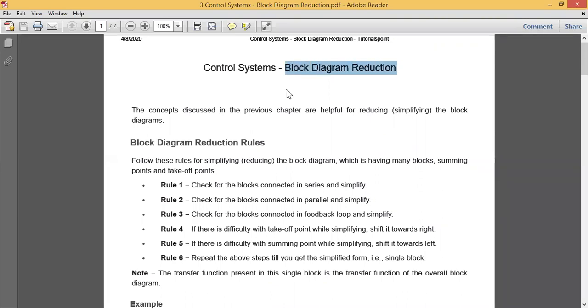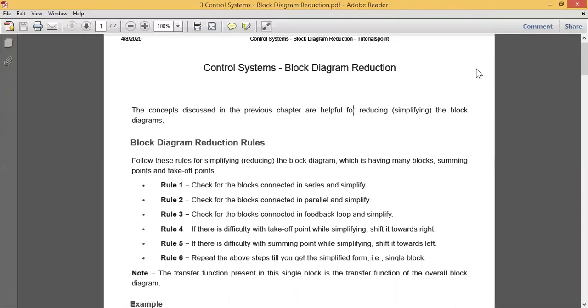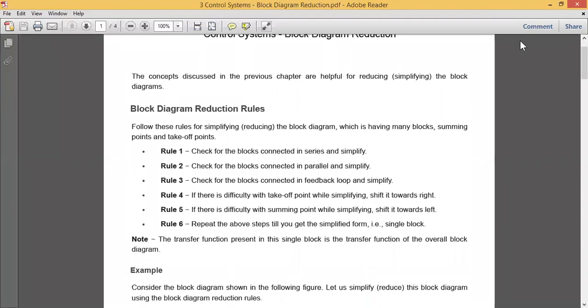Before we start these block diagram reduction rules, whatever we have studied in the previous class about series connection, parallel connection, shifting of summing points after the block and before the block, and shifting of the takeoff points after the block and before the block, these things we have studied in our previous lecture. Today, after studying all the concepts of block diagram, we will study the rules.